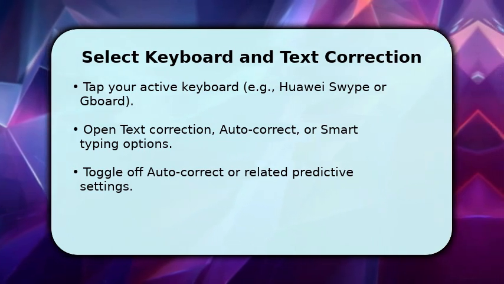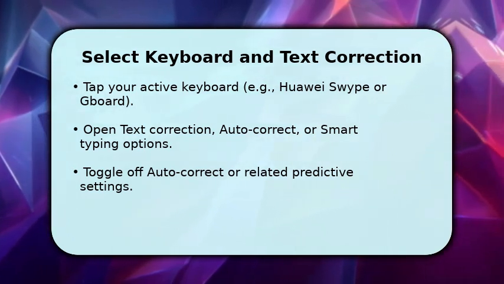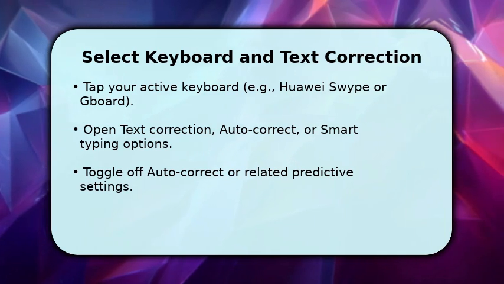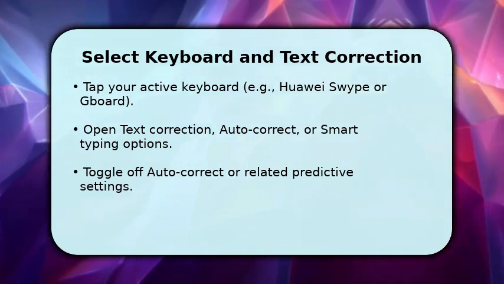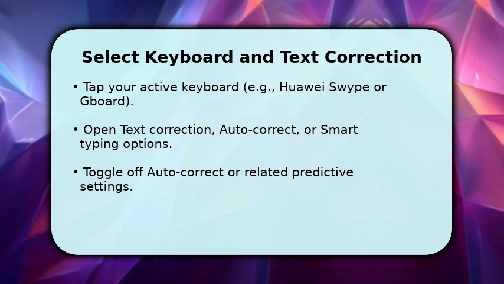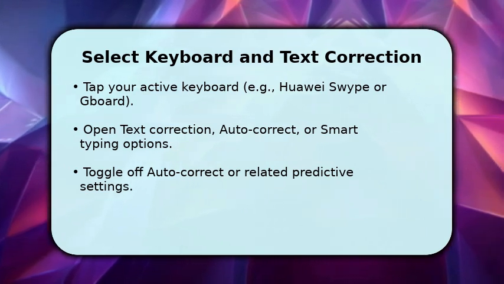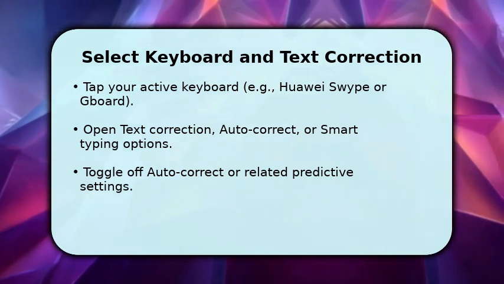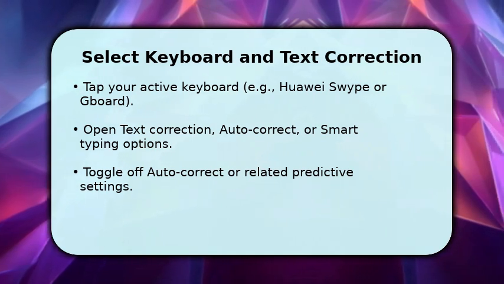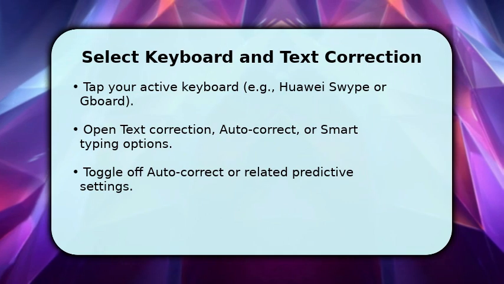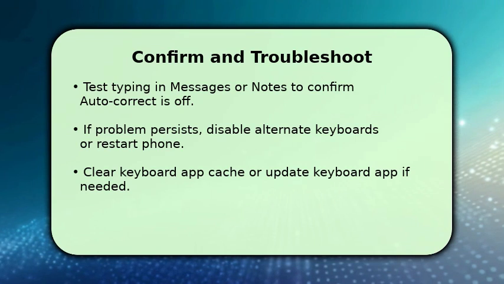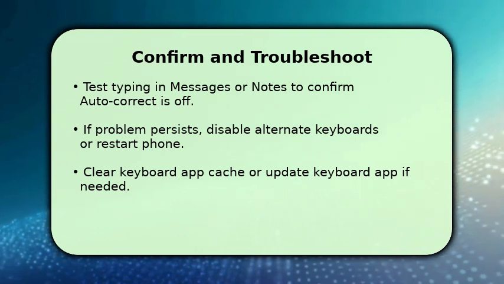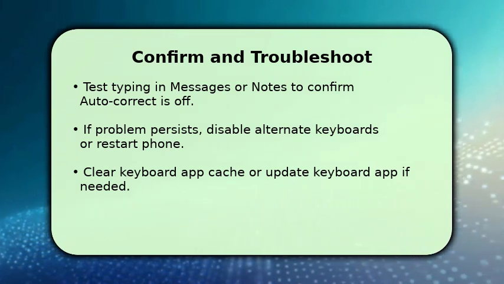setting. Once inside, open Text Correction or Smart Typing. Labels vary, but you're looking for autocorrect, auto-replace, or predictive text. Toggle autocorrect off. If there are multiple predictive features, switch those off too. You do this to stop the keyboard from changing what you type and to keep suggested words only, not automatic replacements. After changing settings, test by typing in messages or notes to confirm autocorrect no longer alters words.